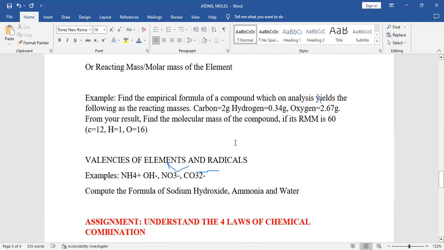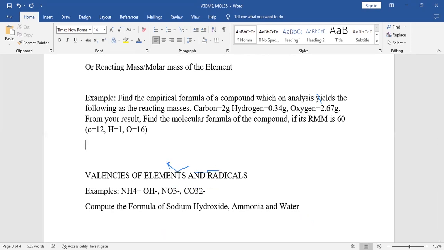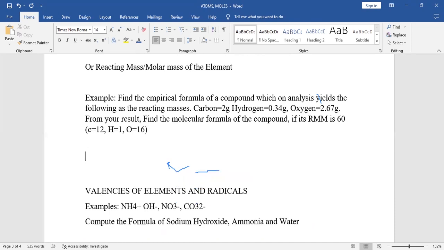They said find the empirical formula of the compound, which an analysis is the following as the reacting masses: carbon 2 gram, hydrogen 0.34 gram, oxygen 2.67 gram. Then from your results, find the molecular formula of the compound if its relative molecular mass is 60. So how do you go about this now? They already gave you the reacting masses. So all you need to do is to divide.